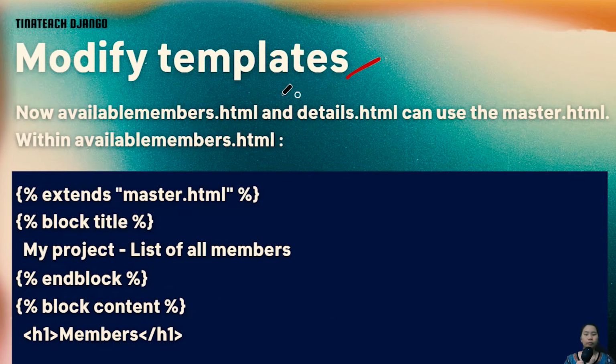Now, modifying templates. We have available members.html and details.html, which we created in lesson number 8, right? This is lesson number 9. I'm sorry, I said lesson 1 to 7 earlier. It's actually lesson 1 to 8. So both of these two, 1 and 2, available members and details, can use the master.html file.